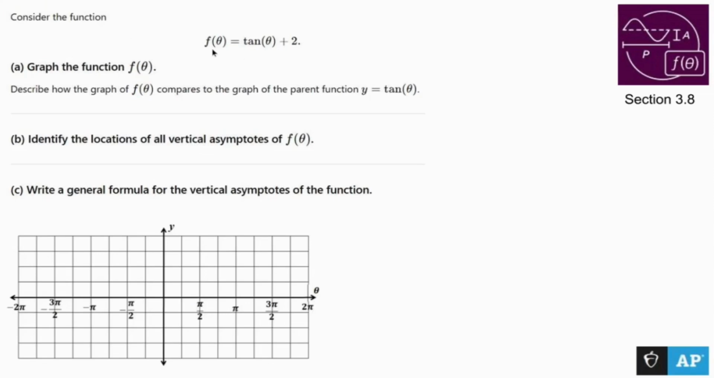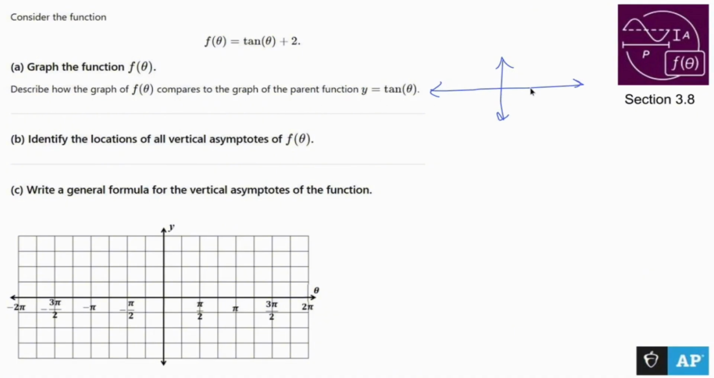Consider the function f of theta equals tan theta plus 2. We're going to graph the function f of theta. Describe how the graph of f of theta compares to the graph of the parent function y equals tangent theta. Well, let's make a very rough sketch of y equals tangent theta.